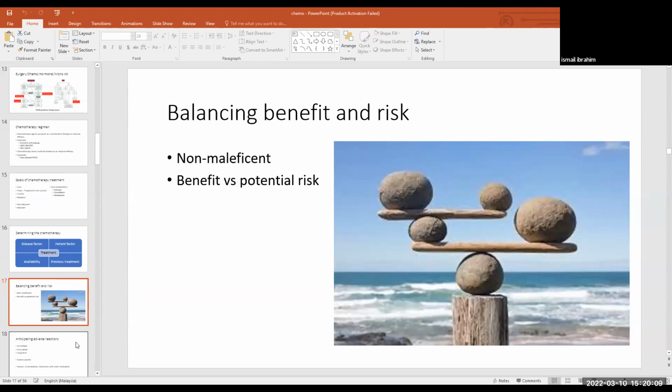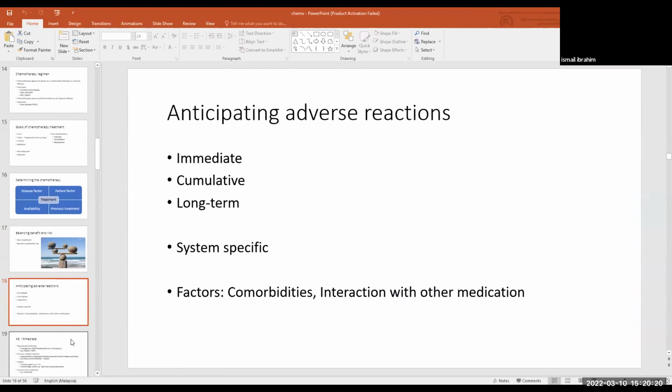Knowing there are potential risks of chemotherapy in terms of adverse reactions or side effects, we need to understand the side effects as well. So the first thing is to anticipate what adverse reaction it could be. The chemotherapy reaction could be immediate. It could be cumulative, i.e. you don't get it straight away, but the more chemotherapy you get, the more profound the side effects. And it can also be a long-term side effect, so after a few years, you get the side effects.